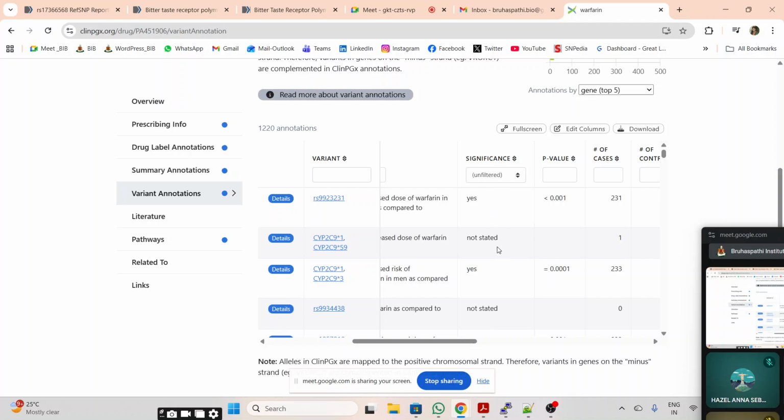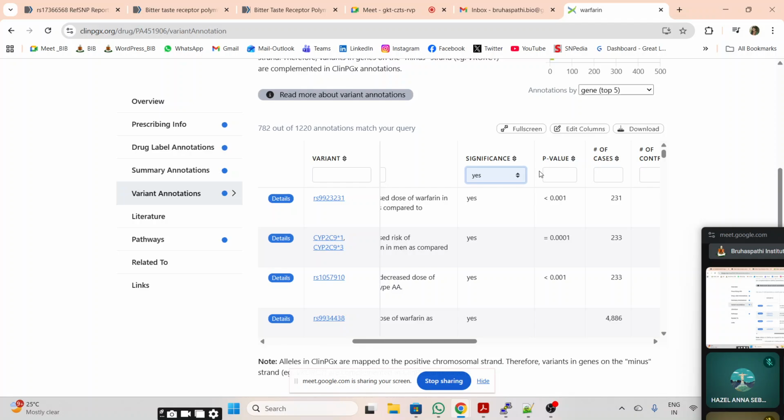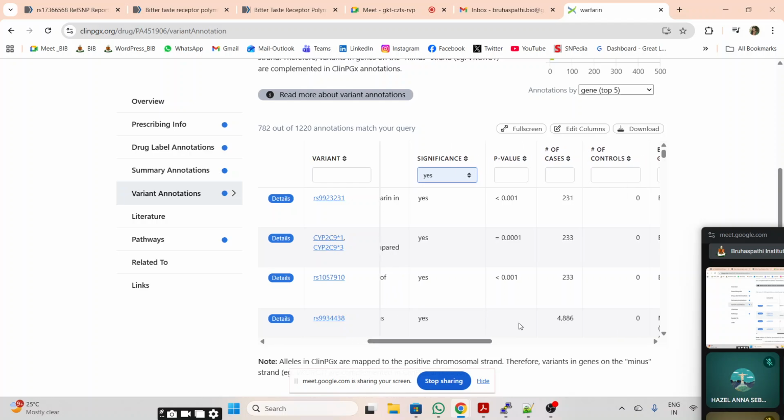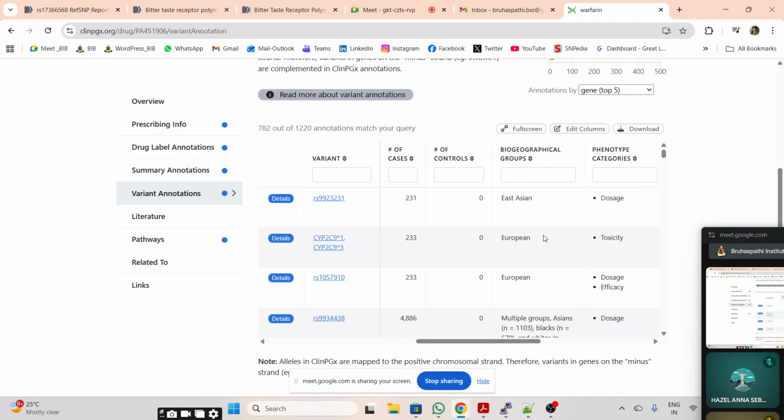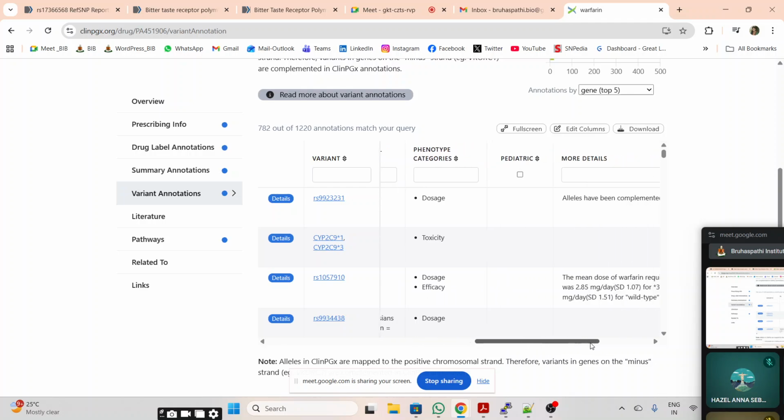Now, whether it is significant or not, we are generally interested only in whether it is yes. Non-significant means they have done a study but there is no significance. What is the p-value at which it is significant? How many cases? This study has been done in 231 cases. This study has been done in 4886 cases. Which population have they done it in? What kind of a study is it? Whether it's a dosage, toxicity or efficacy.